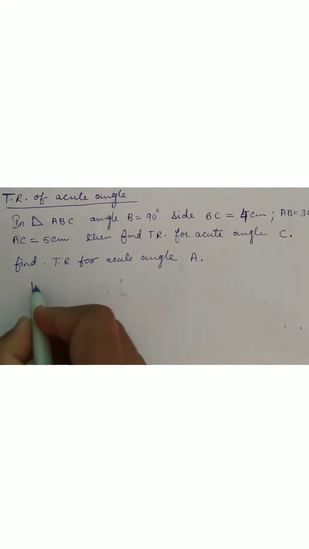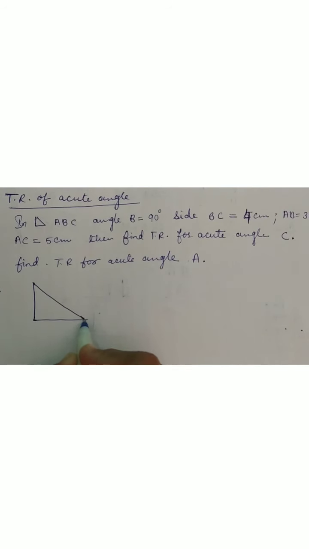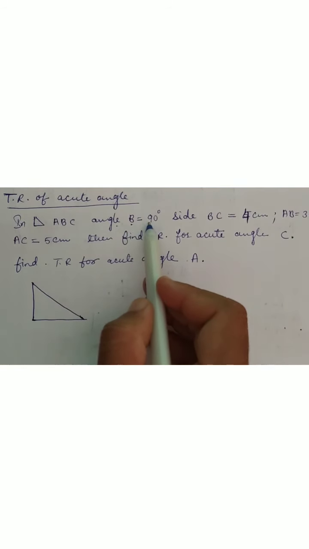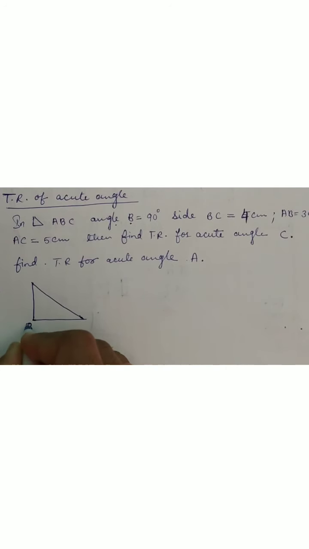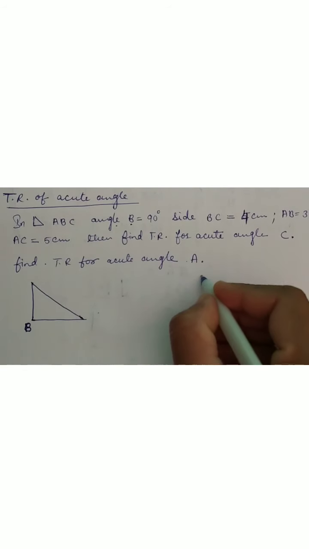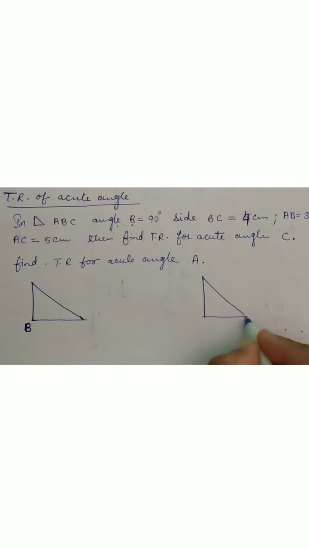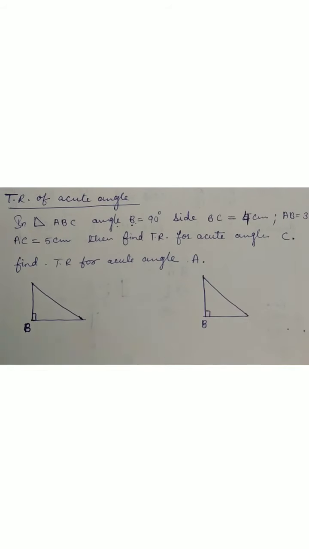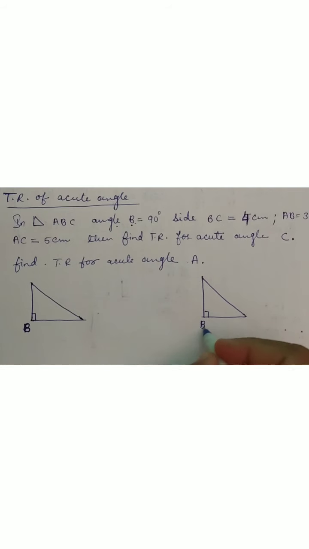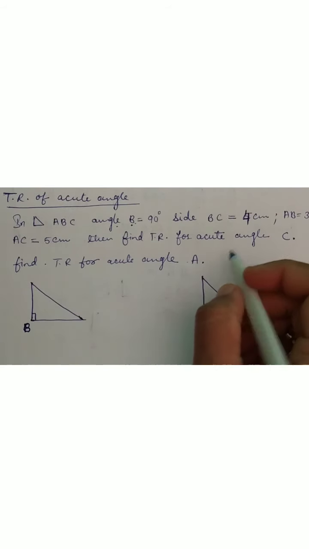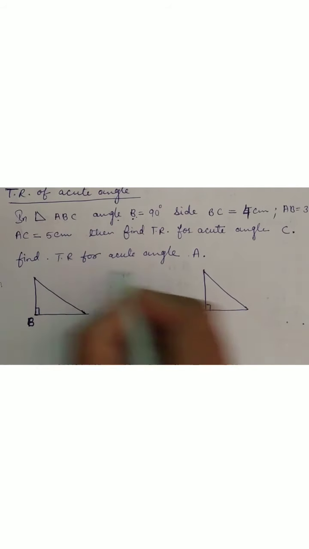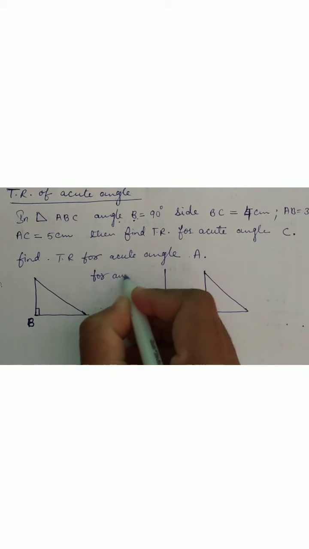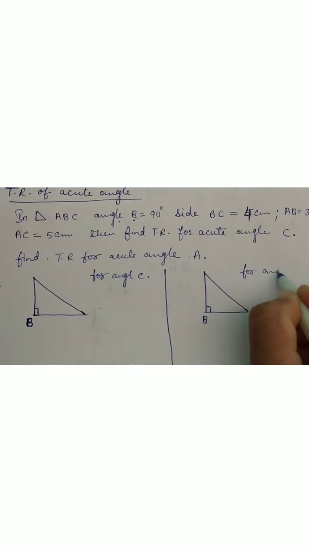Draw the right angle triangle. In question it is given that angle B is equal to 90, so we must write here B. For problem 2, again we draw a right angle triangle and angle B is equal to 90, so we must write here B. For angle C, for angle A.